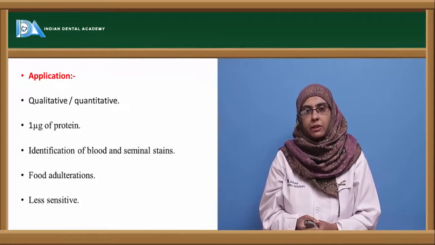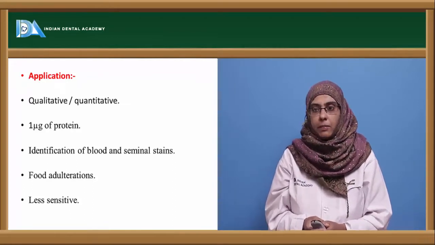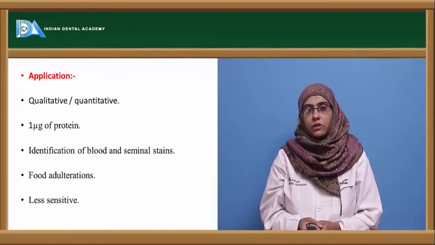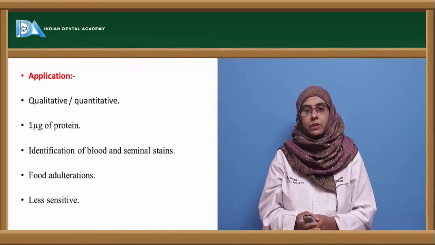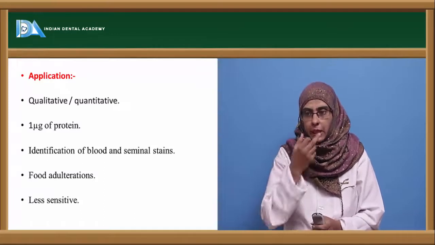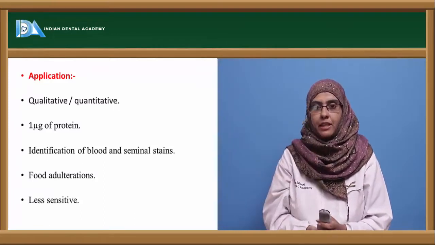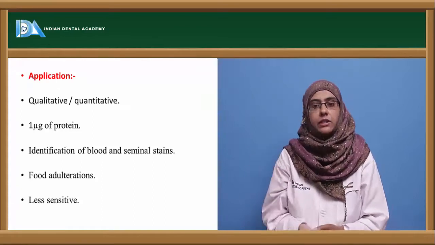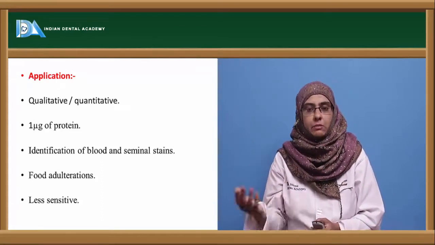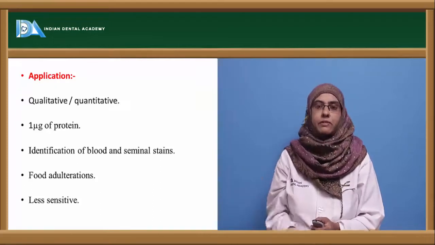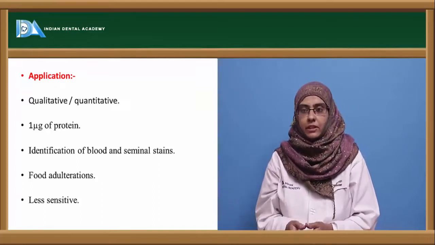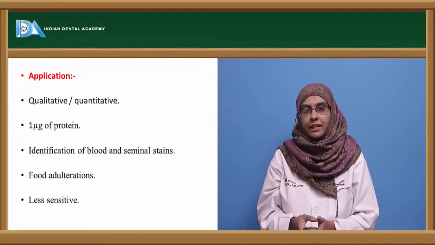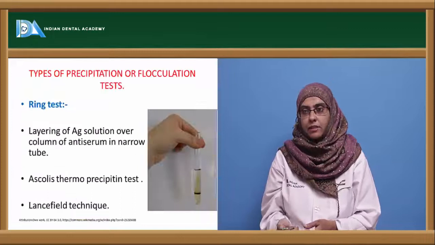Next, this can be used to identify blood and seminal stains, and it can also be used to identify the adulterants that have been added in the food industries. It is less sensitive for the antibody, and hence we have to shift to other techniques to identify antibodies, which are the agglutination test, complement fixation test, neutralization test, etc. So the precipitation test holds good for identifying the antigens but not the antibodies.